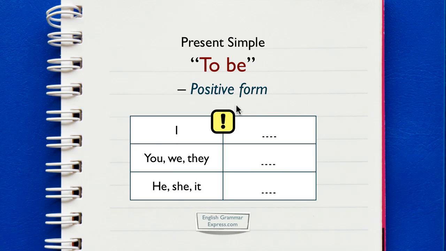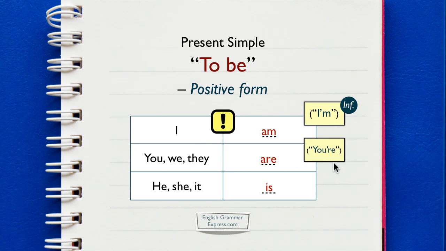Let's now look at to be. In the positive form again, I am. Secondly, you, we, or they are, and he, she, or it is. And in the informal, we would say I'm. Here we would say you're, or we're, or they're. And here we would say he's, or she's, or it's. So that's the positive form.